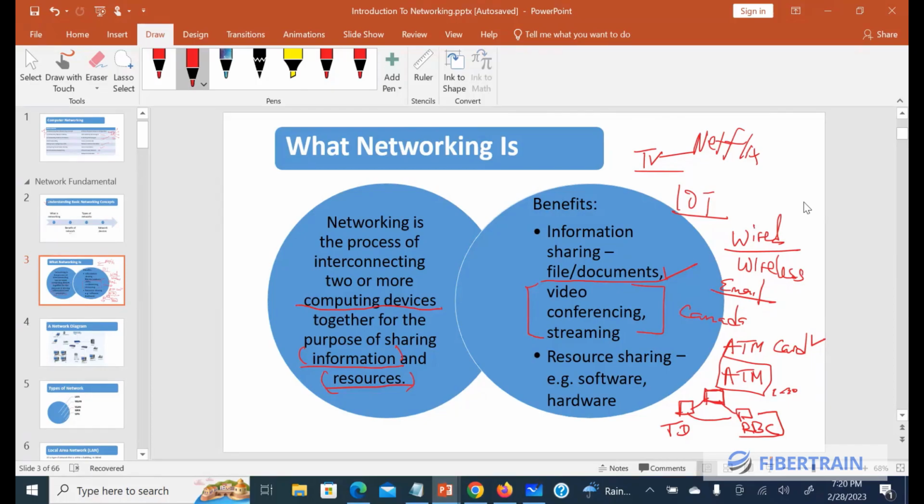And then the second benefit of having a network has to do with resource sharing. First off, we need to know what a resource is. Anything that is useful to an employee to do their official duty is a resource. Anything at all that is useful to any of your staff to do their official duty could be in the form of software. It could also be in the form of hardware. That is a resource.